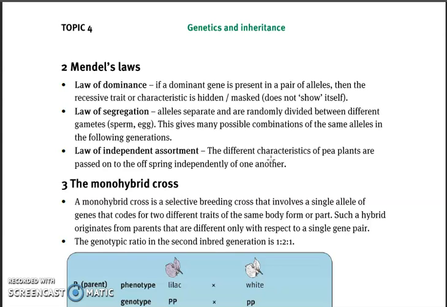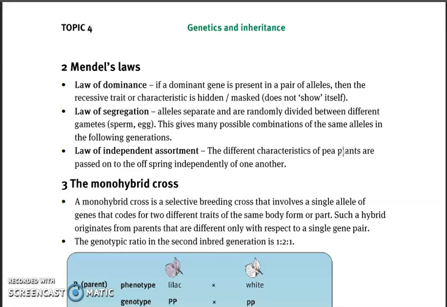We look at each characteristic individually according to Mendel's law of independent assortment, because that basically means your hair color and your tallness, it's not linked, it's independent. It's separated independently and it can represent itself independently, which means that you can be tall and still have black hair, or you can be short and you can still have black hair. One does not influence the other.